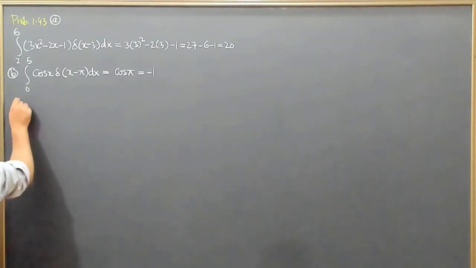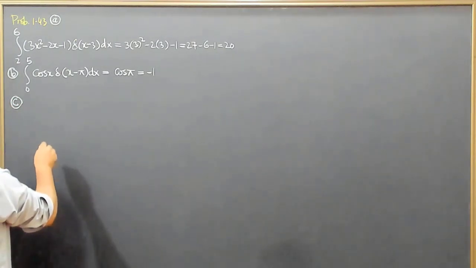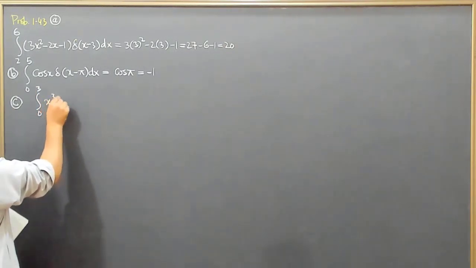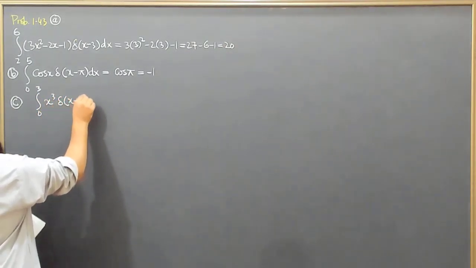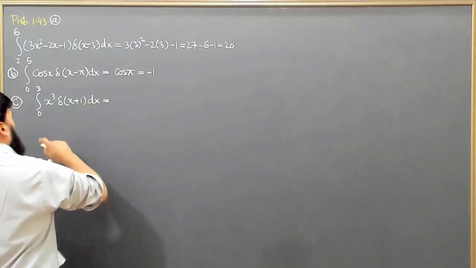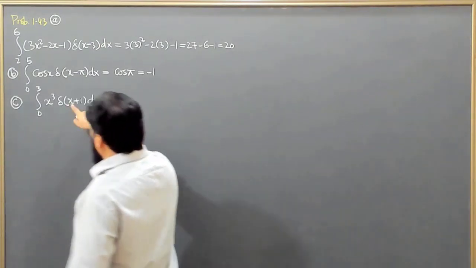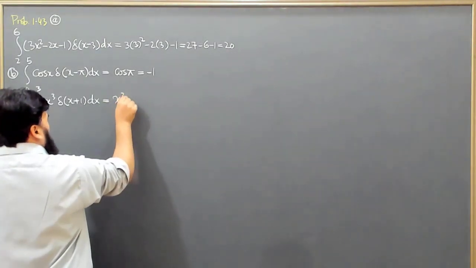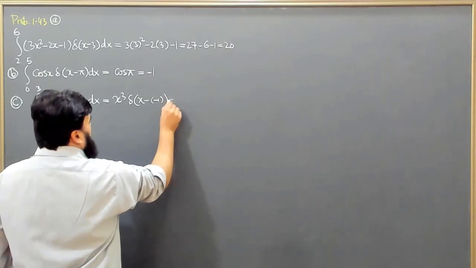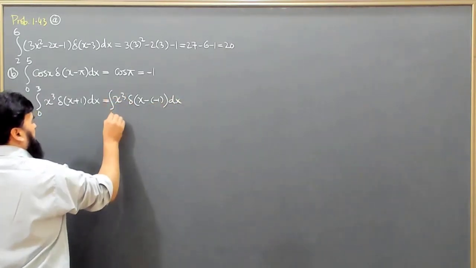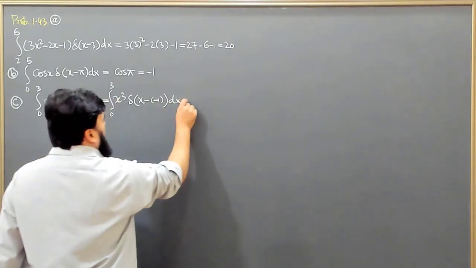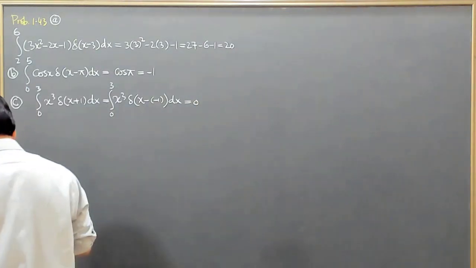Similarly, part C is the integral from 0 to 3 of x cubed times delta of x plus 1. This thing we already solved just a moment ago; I will write it as x cubed and delta of x minus 1 dx, the integral from 0 to 3. Now minus 1 is not in this range, so it will give us 0 here.